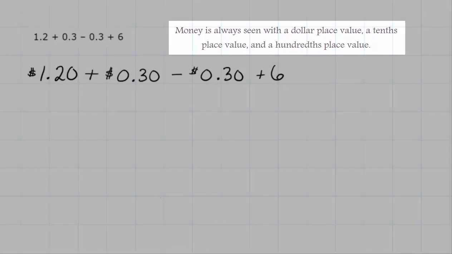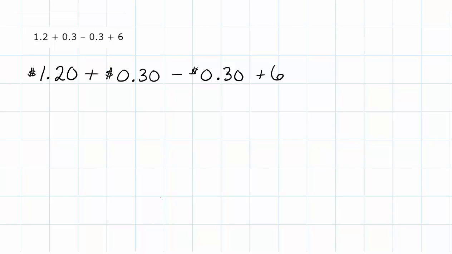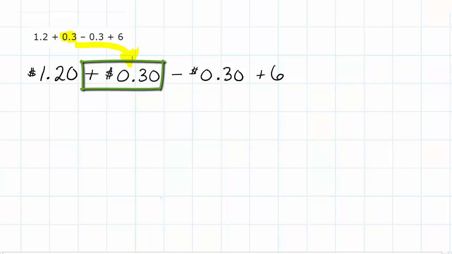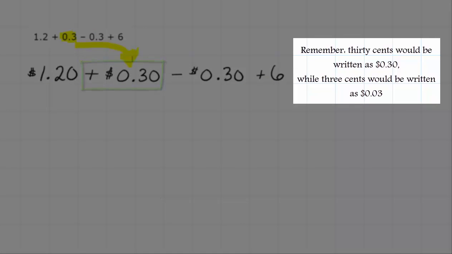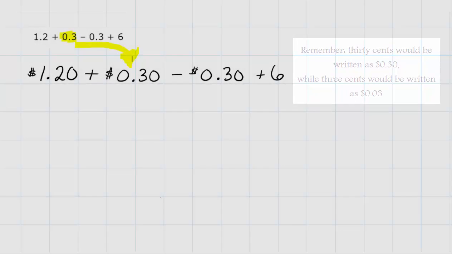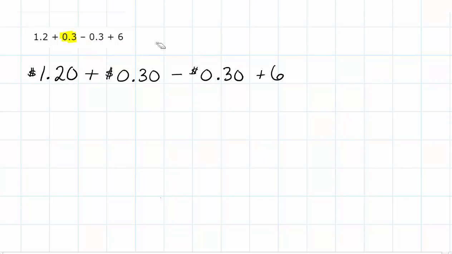Okay, that looks good. The one thing I want to highlight is that when I took 0.3, it became 30 cents, not what some students like to think, 3 cents. 3 cents would look like 0.03, and that's not what we want. We want 30 cents.